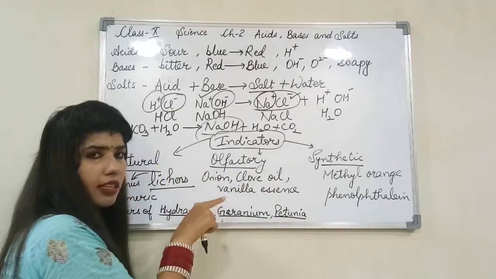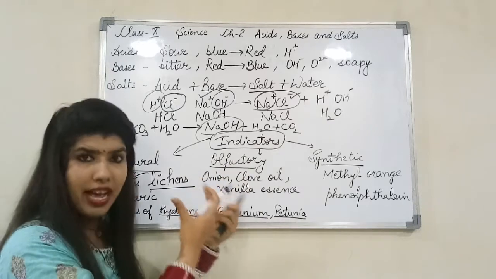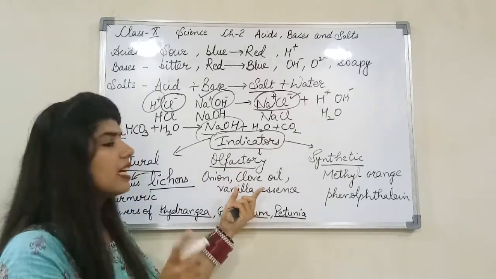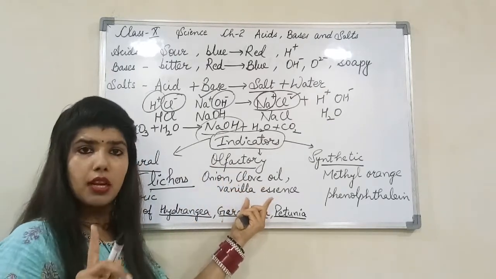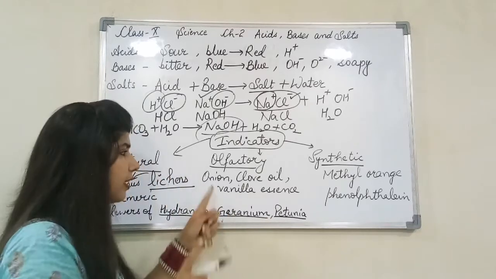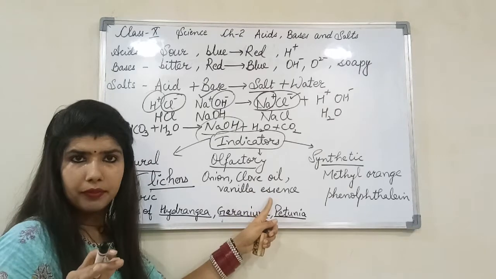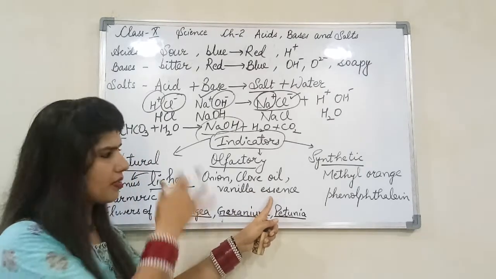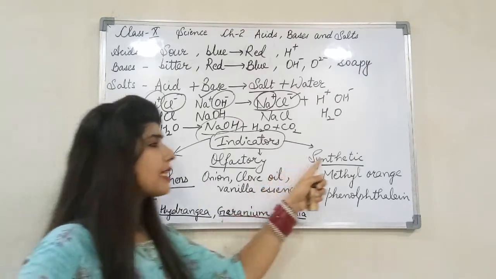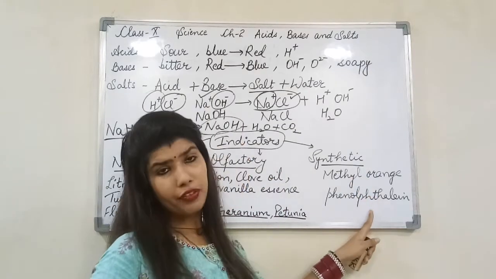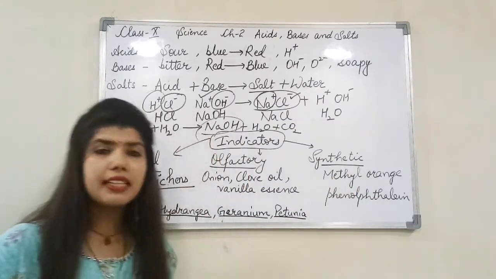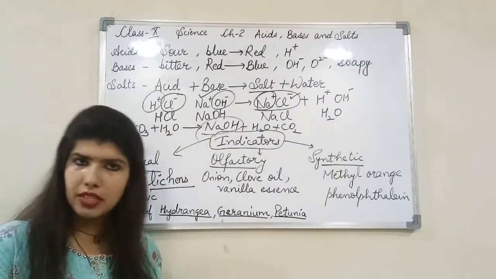If they are in the presence of acid, they will not show any change in their odor. But in the presence of base, in case of onion, the odor will decrease, and in the other cases, it will just disappear. This is a thing to remember. This is very easy for three of them. Then synthetic ones, methyl orange and phenolphthalein. Synthetic indicators are the indicators that are man-made, made in the industries.